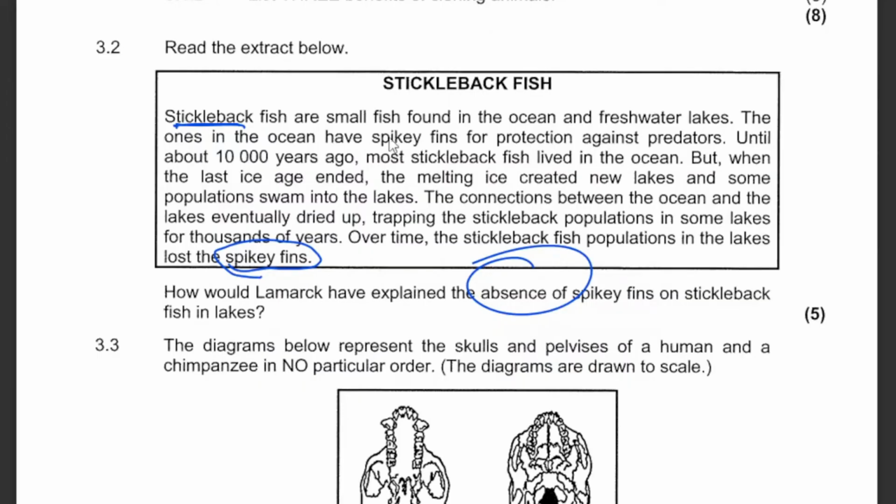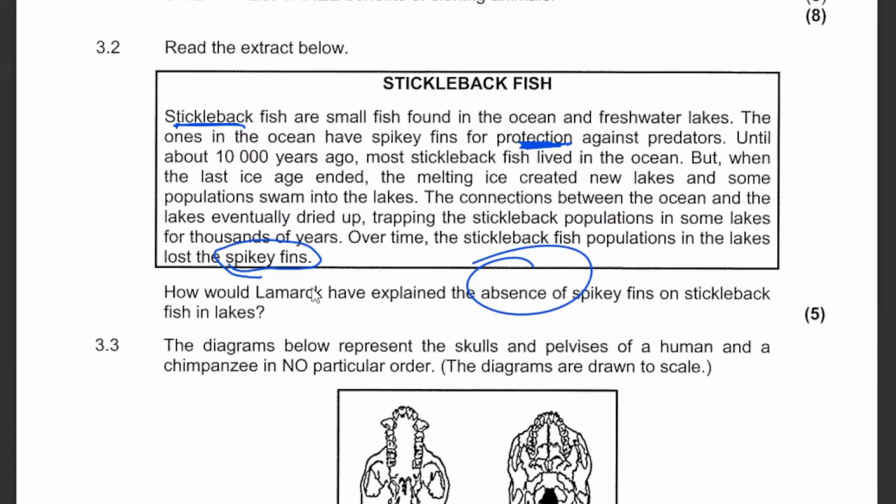So number 2, these fish stopped using their fins because there was no need for them to use them. Remember, they were using the spike fins for protection. But where they went, there were no predators against them. So they stopped using their fins because there were no predators acting on them. So eventually the spike fins started to decrease and then disappear. You understand? Then they passed this character of no fin to the next generation, and all of a sudden, all fish in the fresh water had no spike fins.